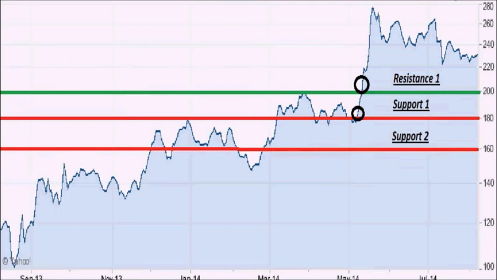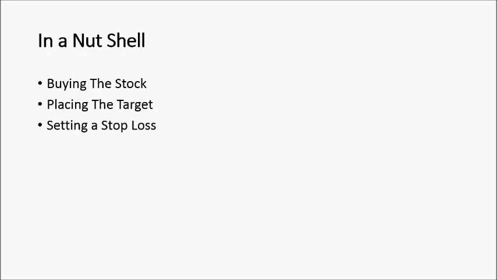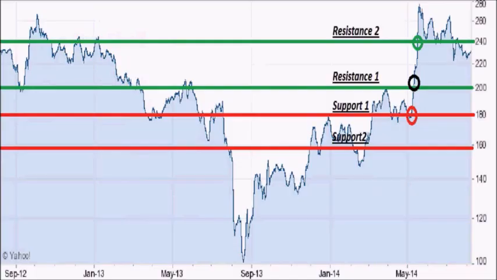So, let's cover the entire chapter in a nutshell. In this chart of BHEL, the first resistance is around 200. The second resistance is around 240, the first support is around 180 and the second support is around 160. One can buy the stock after it trades above the first resistance, which is 200. After long positions are initiated, the target can be placed near the second resistance, which is at 240, and the stop loss can be placed at the first support, which is around 180.